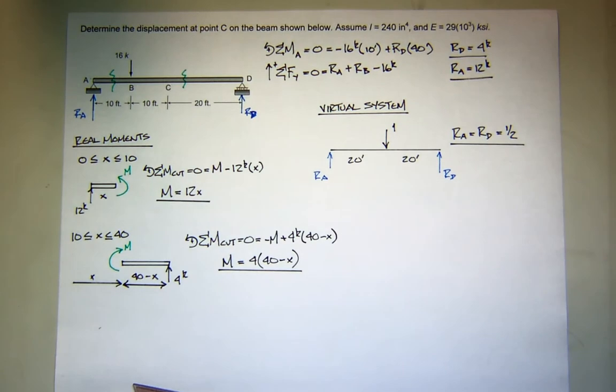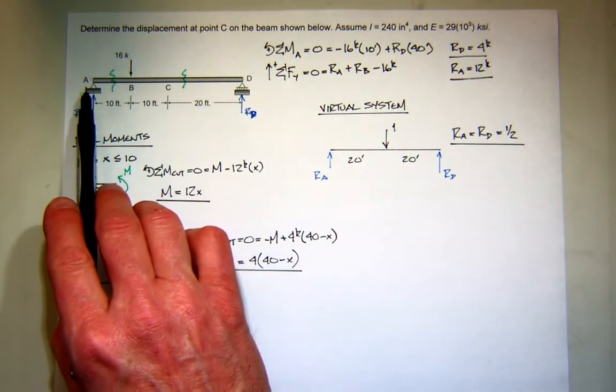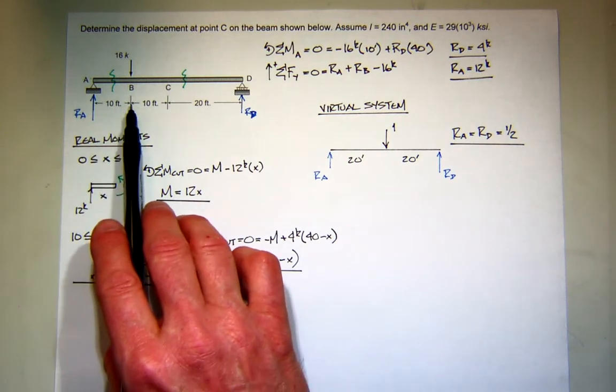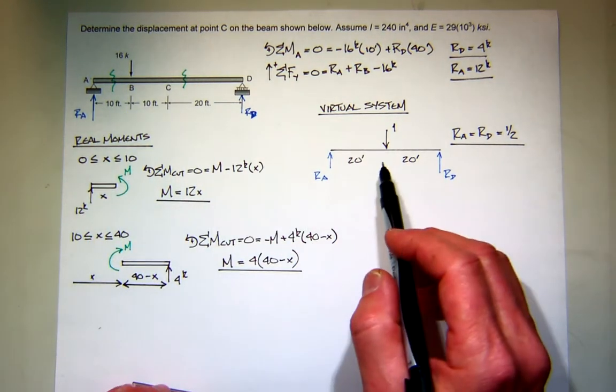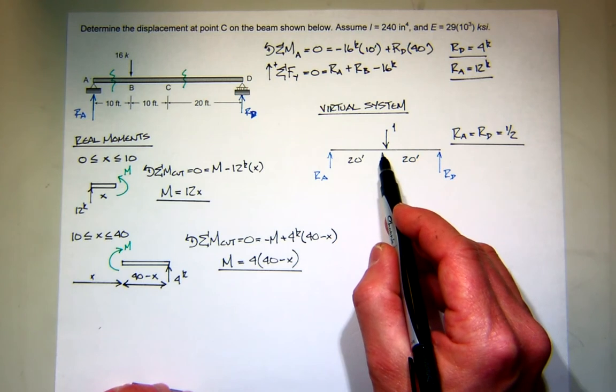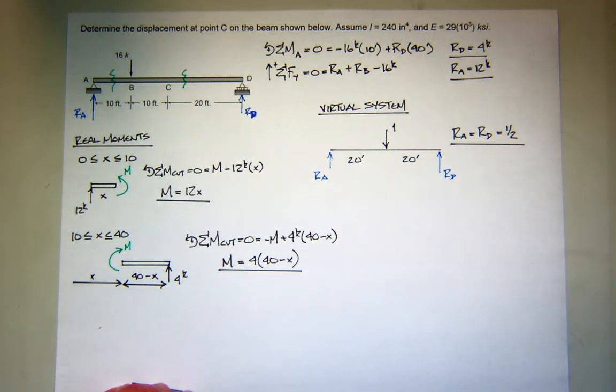If you wrote the equations of equilibrium, you'd find that probably in just an extra minute or two. So now what do I do? I need to find the virtual moments for this virtual load. Just like we talked about before, I need to write one equation from 0 to 10 to capture this moment, and a second from 10 to 40. In the virtual system, I have to go from 0 to 20 and write one equation, and then from 20 to 40 for the second.